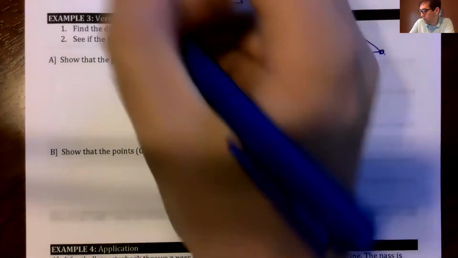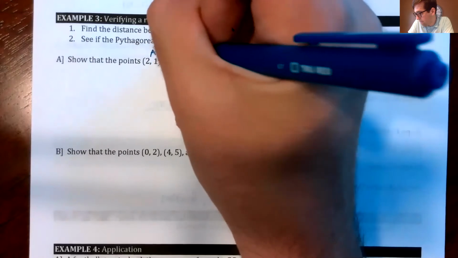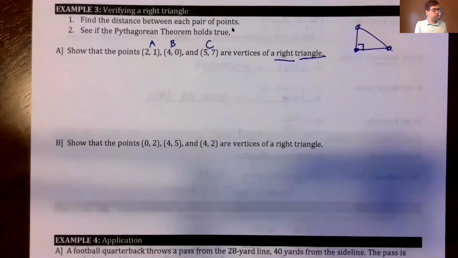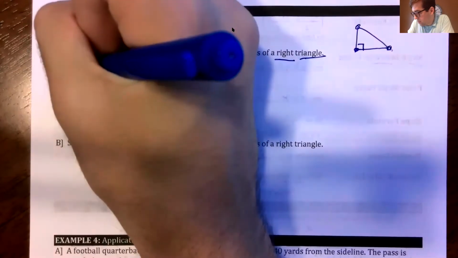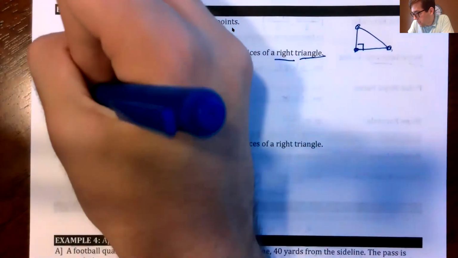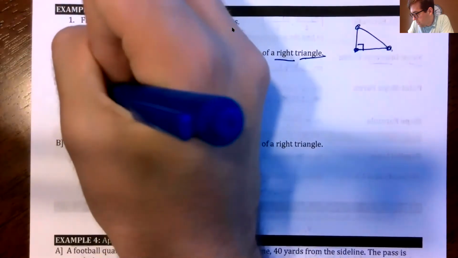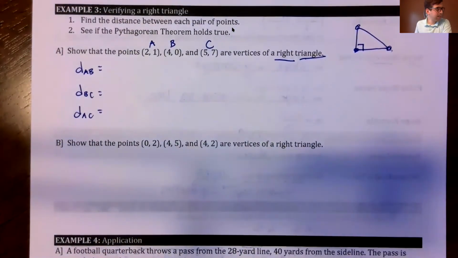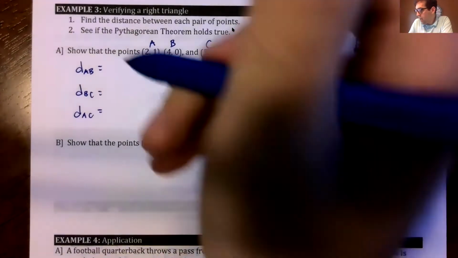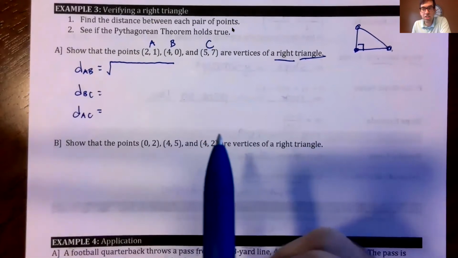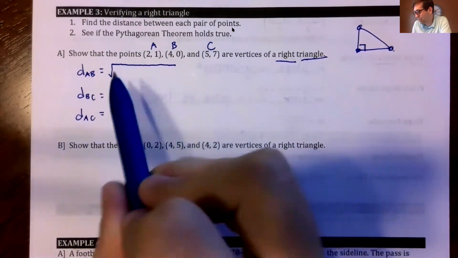So here's what I like to do. I like to label these points as point A, point B, and point C. And then we are going to actually write the distance formula 3 times. So I'm going to do the distance between A and B, the distance from B to C, and the distance from A to C. That's how I write it so that I can keep it clear. And okay, so we got the distance formula 3 times. Just in case you didn't have enough practice with distance formula, here it comes again.